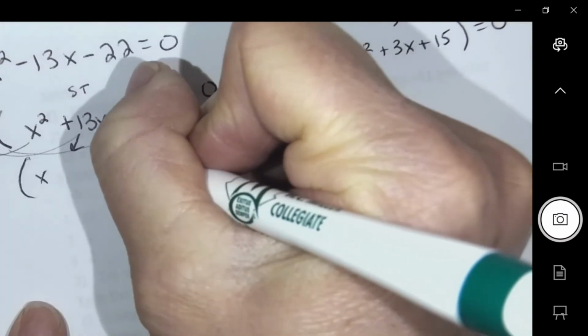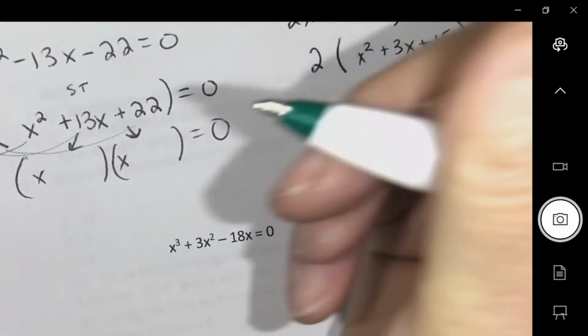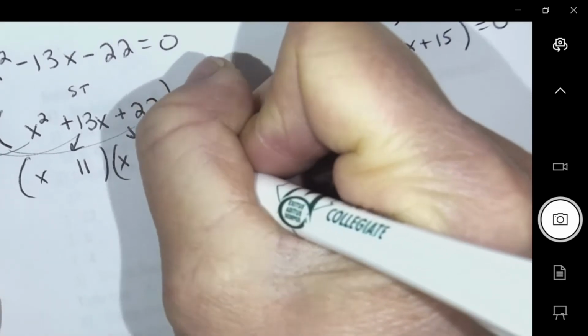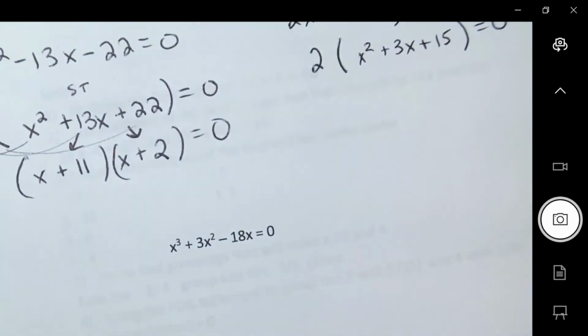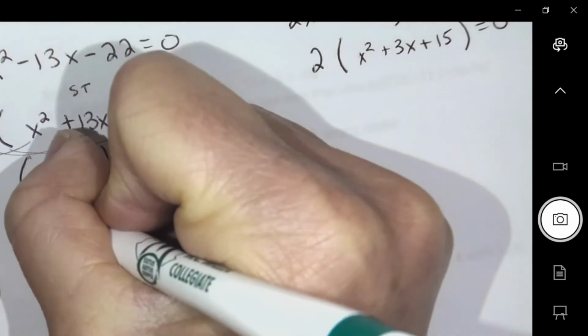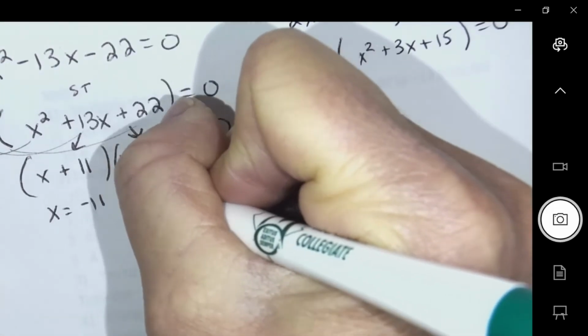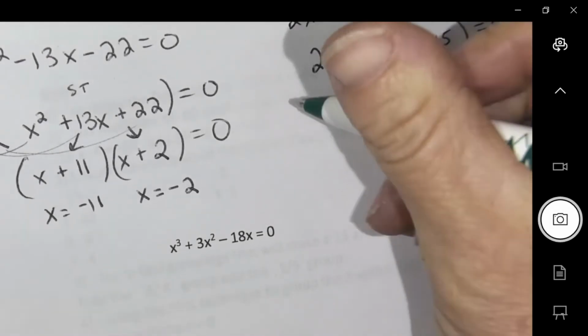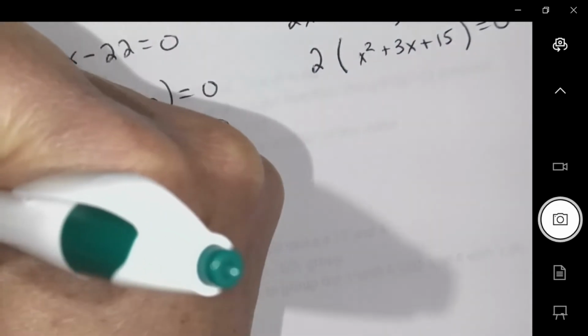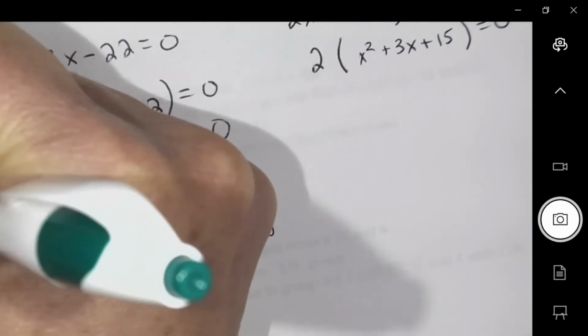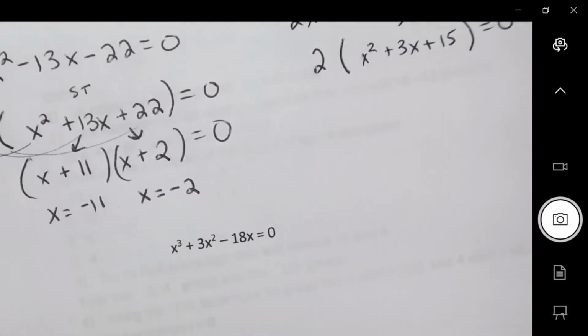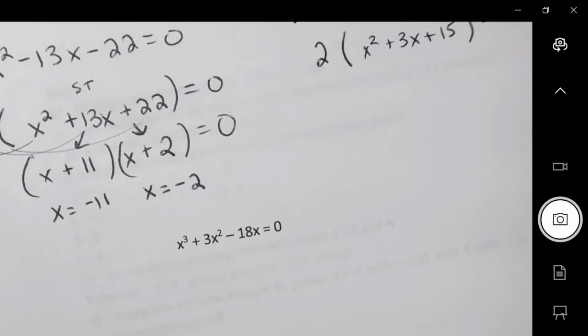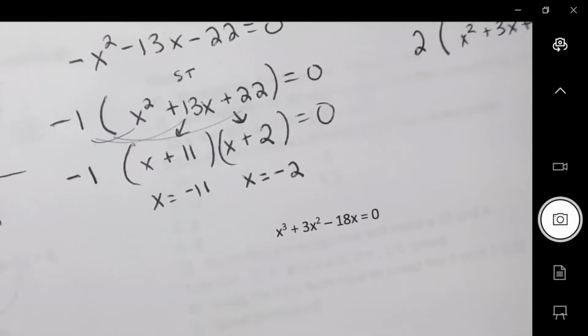Okay, multiplies to 22: 11 times 2, plus. So x equals negative 11, negative 2. Okay, pause. What about this negative 1 here? Here's the deal. Negative 11 and negative 2 are my x-intercepts.